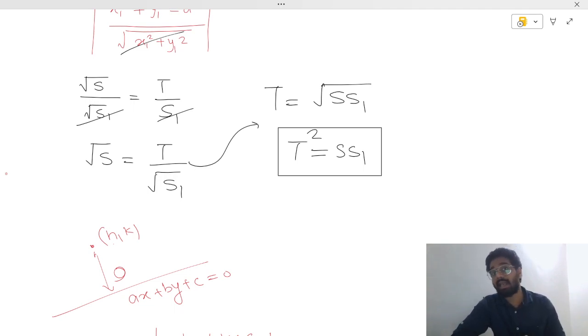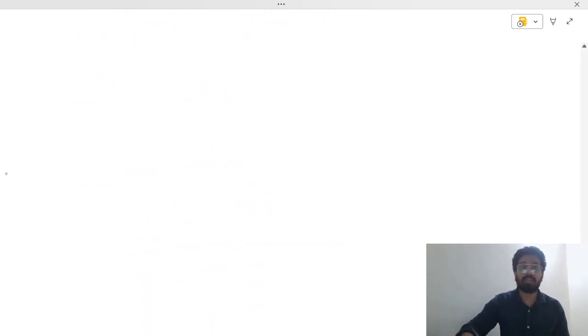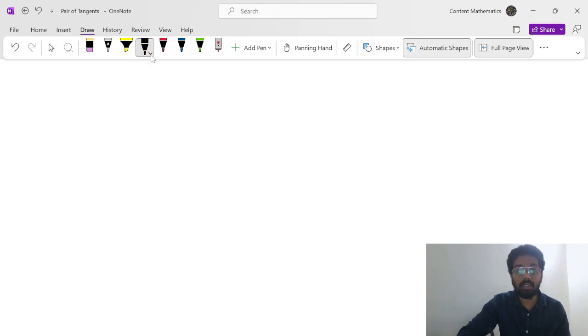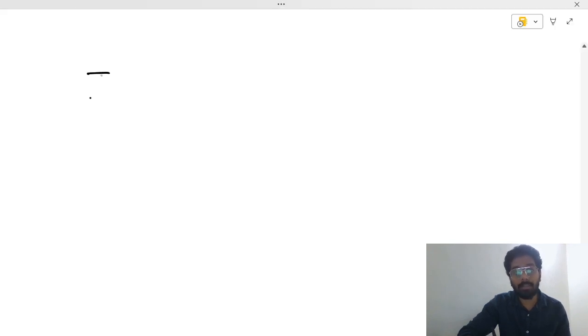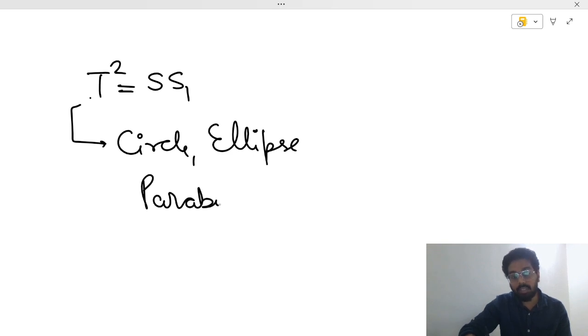Next thing is, can we use this formula anywhere? I would say yes. This formula is useful, or we can say T square is equal to SS1 is valid for circle, ellipse, parabola, hyperbola, whatever curve, whatever conic sections we have.